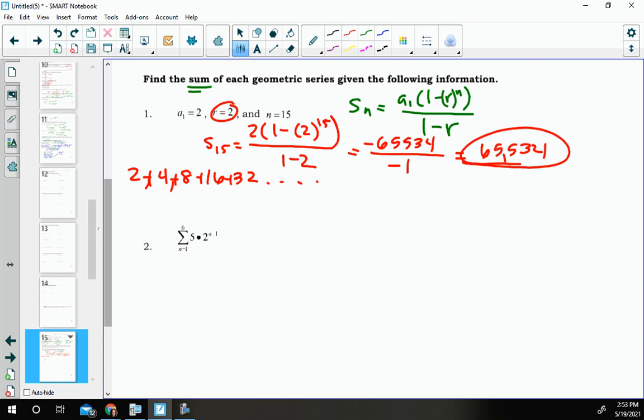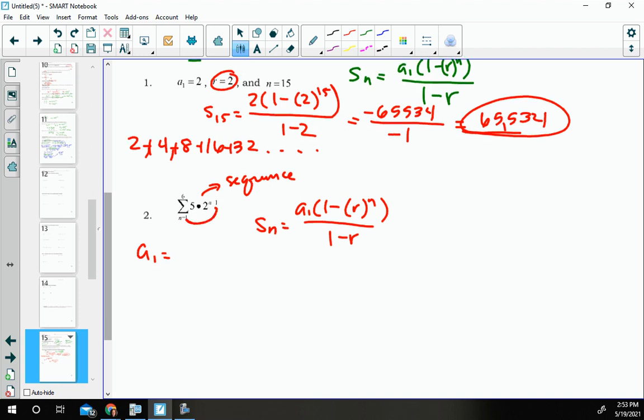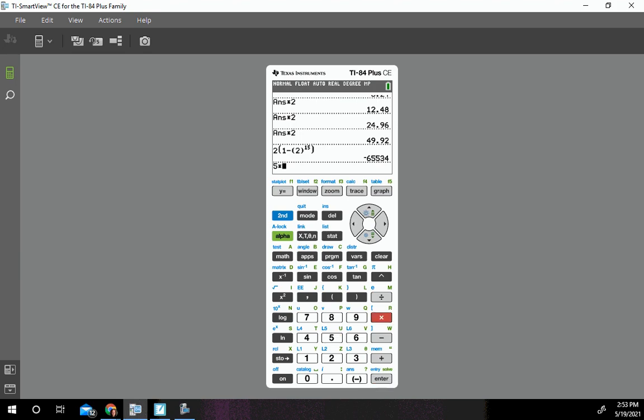Okay, similarly, when we do our sigma notation, it is right here is my sequence formula. So what are the things that I need to be able to make this equation? I need my first term, my rate, and my n. So my first term, I plug in the bottom again to find it. So 5 times 2 to the 1 minus 1. So if I go in here, 5 times 2 to the 1 minus 1.